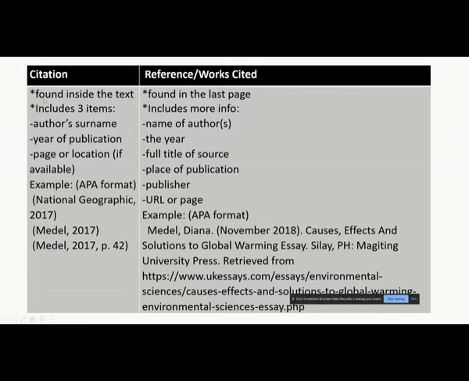Citations are found inside the text, and the references are found on the last page, which is included in the appendices. And then it includes three items for the citation. Always remember when we talk about citation, there's only the author's name, the year of publication, and even the page or location of the publication. And then we use the APA format.